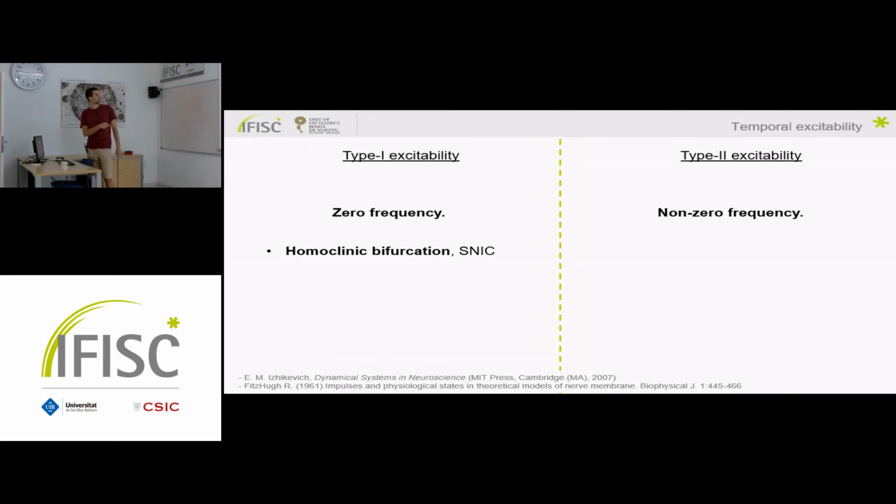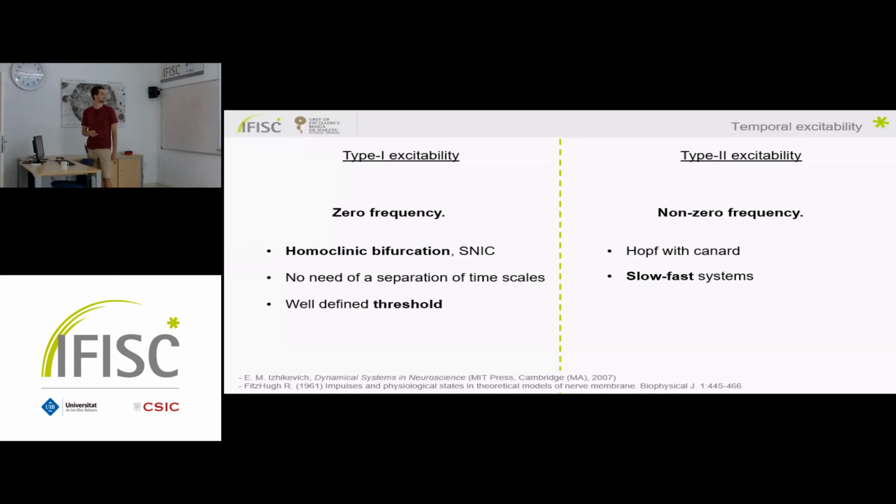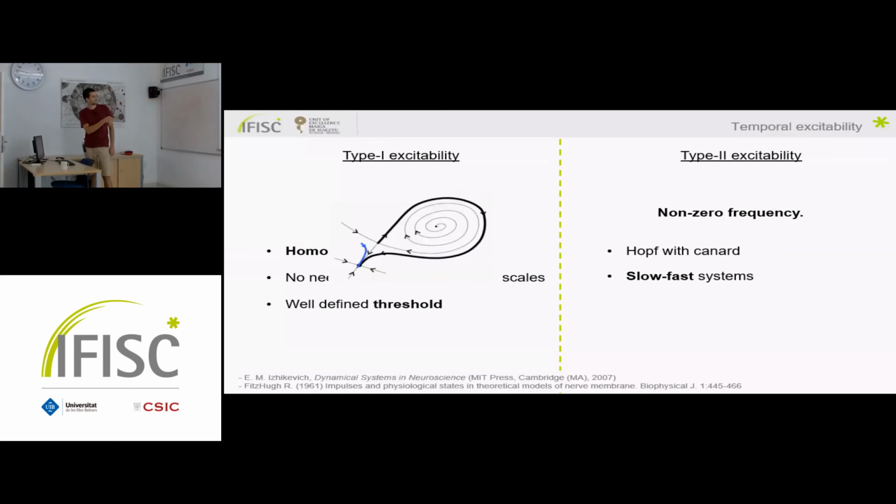Type 1 occurs in a homoclinic or a SNIC. Here I draw the homoclinic because it's the bifurcation I'm going to talk about mostly during the talk, but also the SNIC. On the other hand, type 2 occurs in a Hopf bifurcation. In type 1, we don't need a separation of timescales, while in type 2, usually the systems need this slow-fast separation. Here we have a well-defined threshold, this line I told you about before, while in type 2 we have the pseudo-threshold, which is not so well defined.